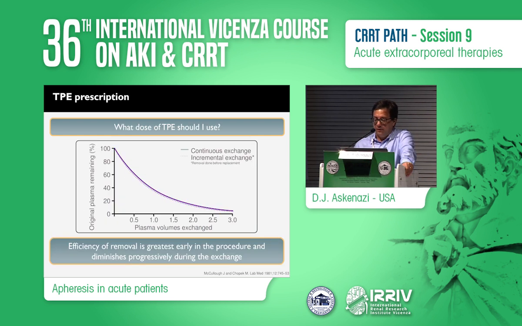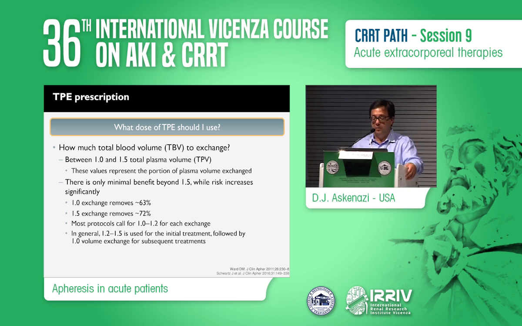This is a nice figure that shows the percent of plasma removal that happens based on the volume exchanges. If you do one volume exchange, you're essentially removing about 60%. Most people use somewhere between 1 and 1.5 volume exchanges. Again, one exchange removes about 63%, and 1.5 removes 72%. If you go much higher than that, you're really not getting much benefit, and you're potentially causing more risk by removing some of the good things that you're not trying to remove.